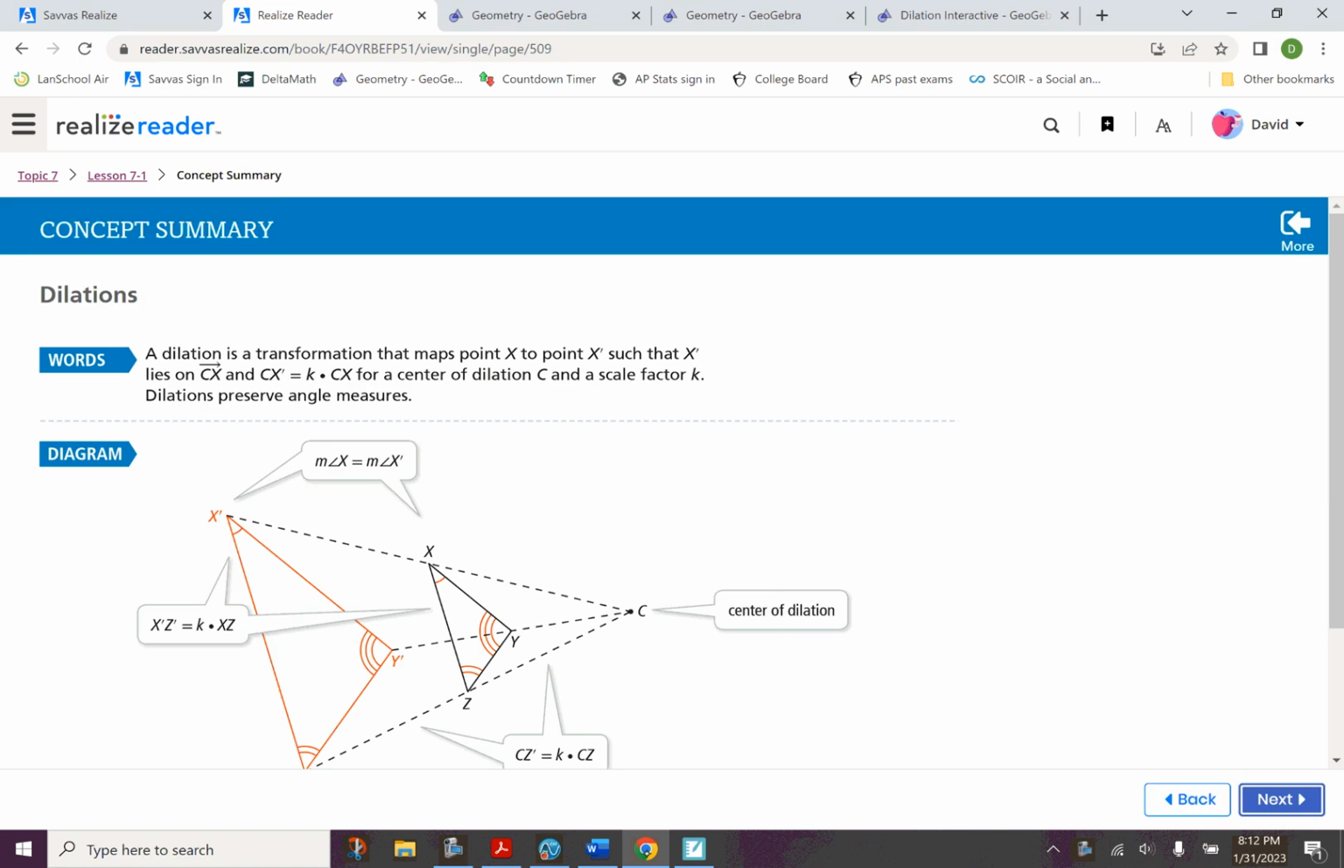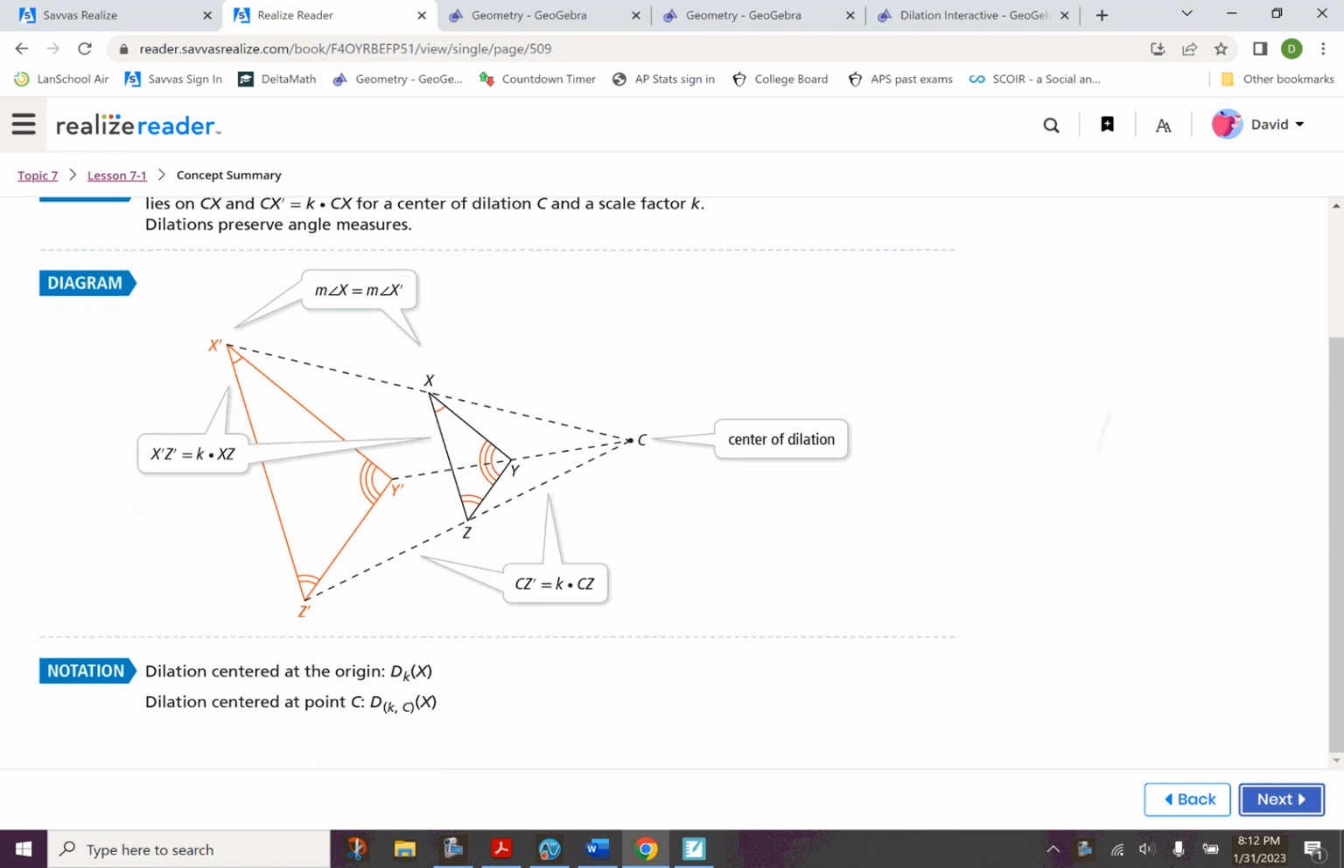And that's pretty much it. We're going to dig deeper into similar figures here, but doing a dilation and understanding how things get transformed is a terrific place to start that conversation.